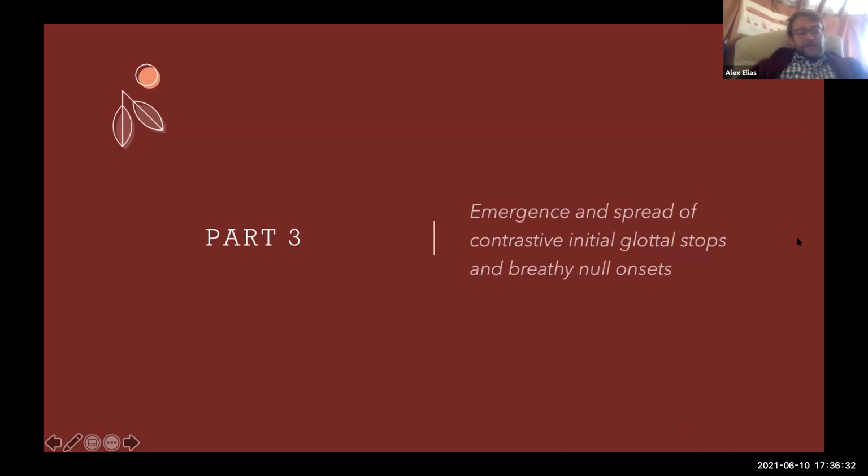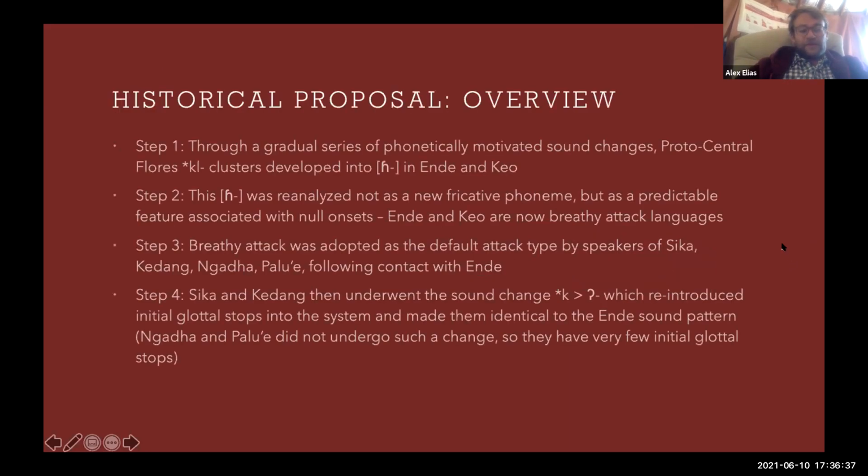So now I'm going to tie this evidence together into a coherent story now. And the story has 4 steps. The first step is that through a gradual series of phonetically natural, motivated sound changes, Proto-Central Flores KL clusters developed first into this voiced H in Ende and Ko. This H was not reanalyzed as a new fricative phoneme, but as a predictable feature associated with null onsets as a prosodic boundary marker. And this had the effect of promoting previously allophonic or previously epenthetic glottal stops to phonemic status in these languages, right?